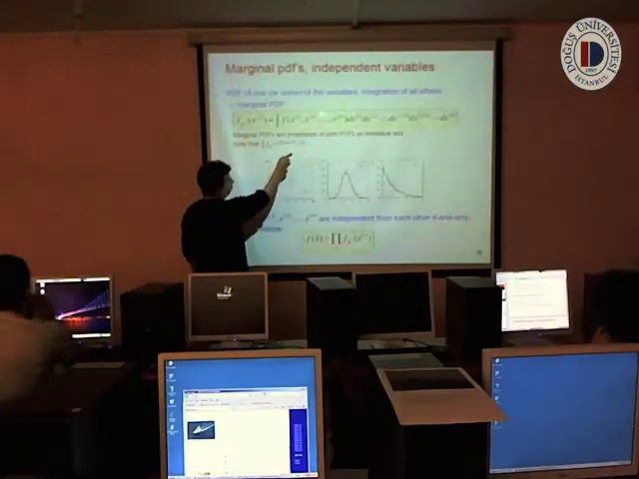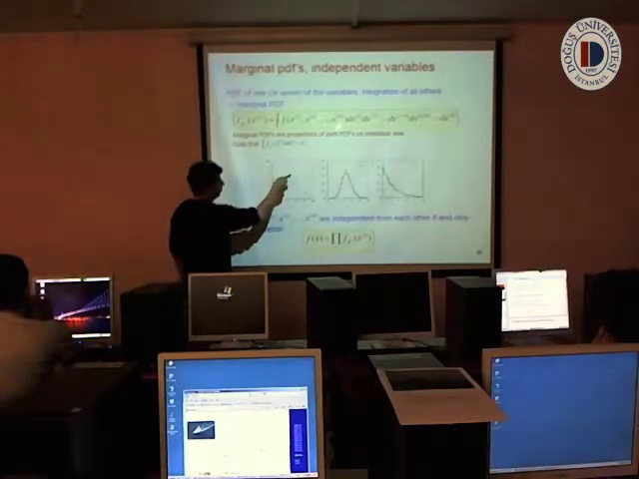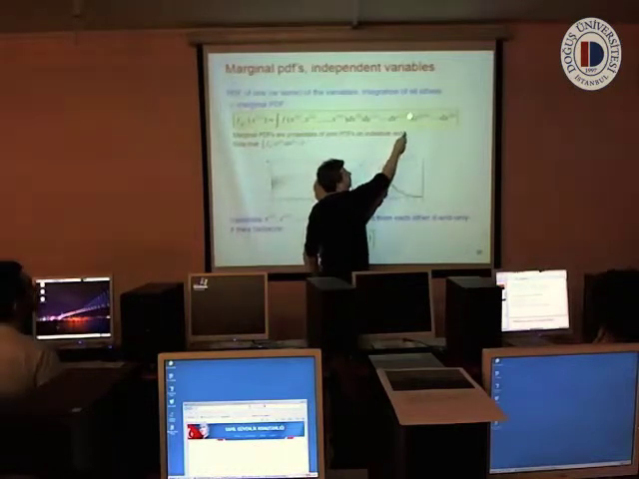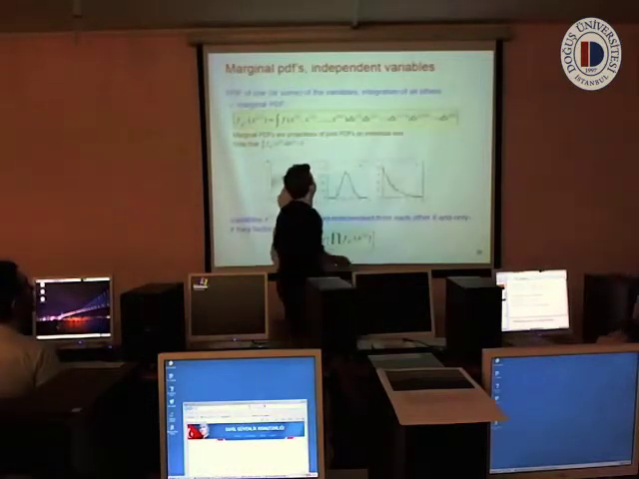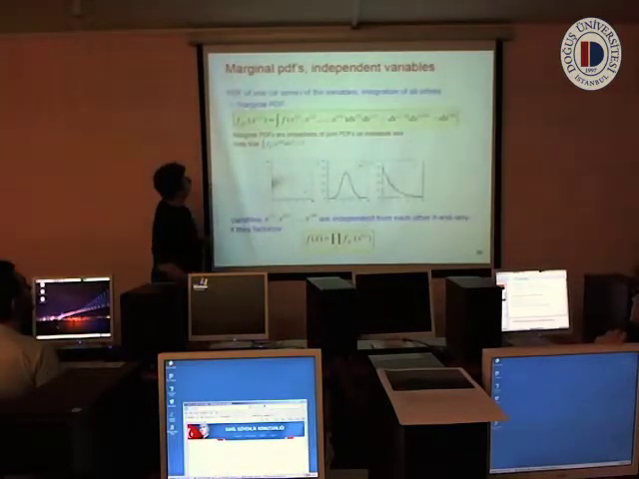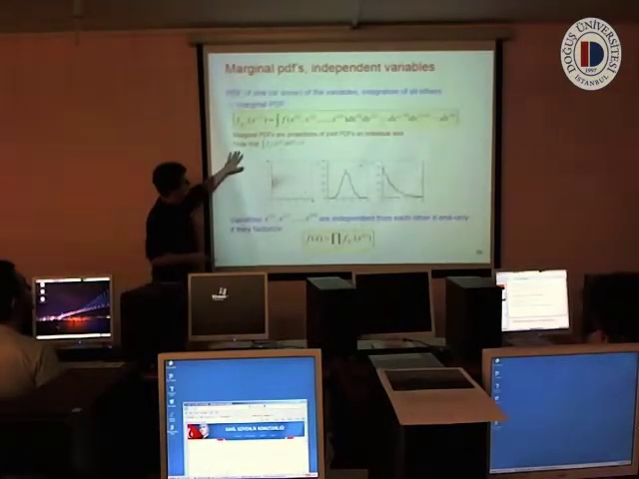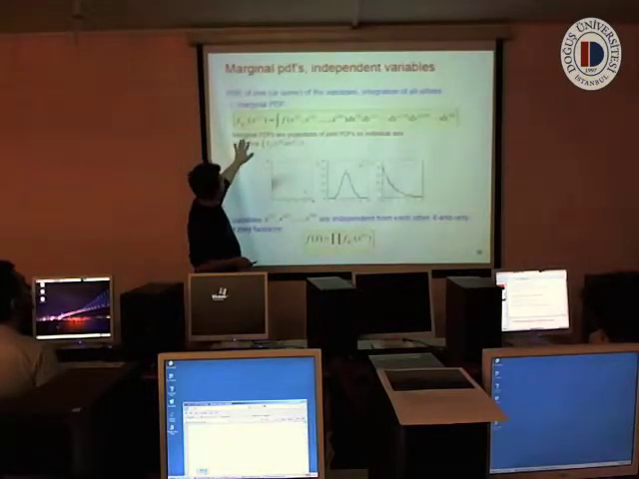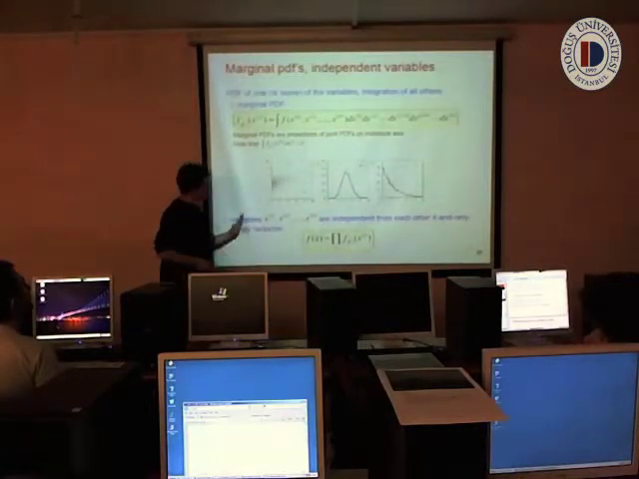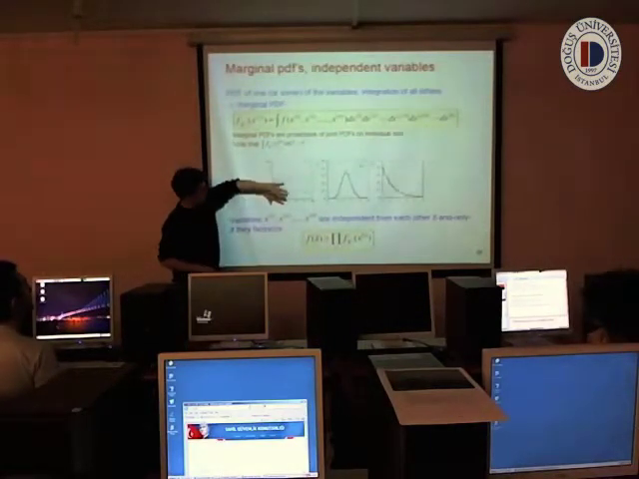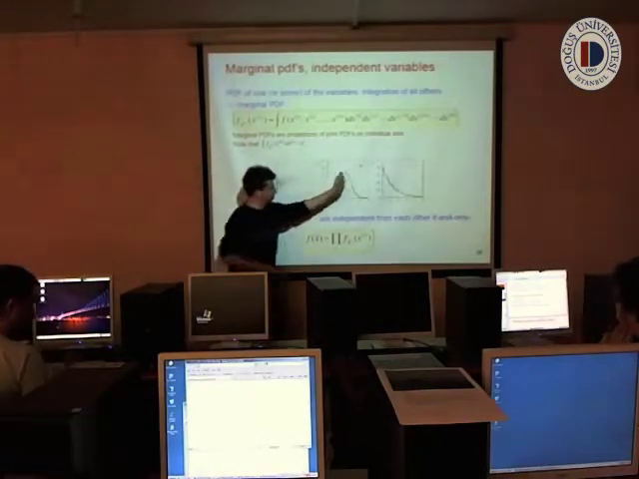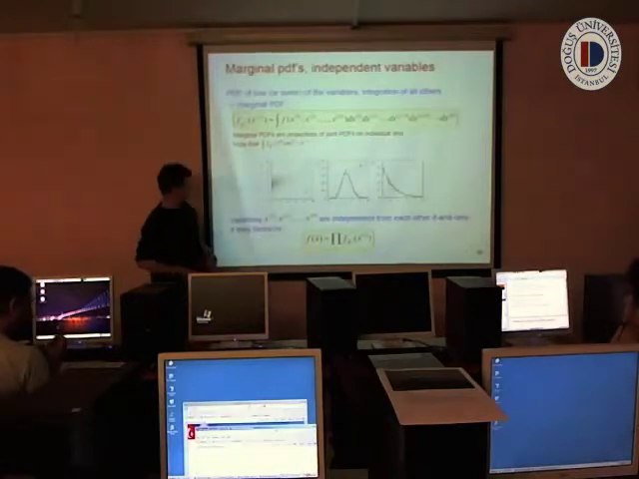So this is the formula. You have your joint PDF, which is in n dimensions, but you integrate it out over all dimensions except the dimension x_i. And that gives you your projection in the dimension x_i. So these marginal PDFs are projections of the joint PDFs onto the individual axes. So basically, if you look at this mountain from this side, you would see the Gaussian. If you look from this side, you would see an exponential decay.